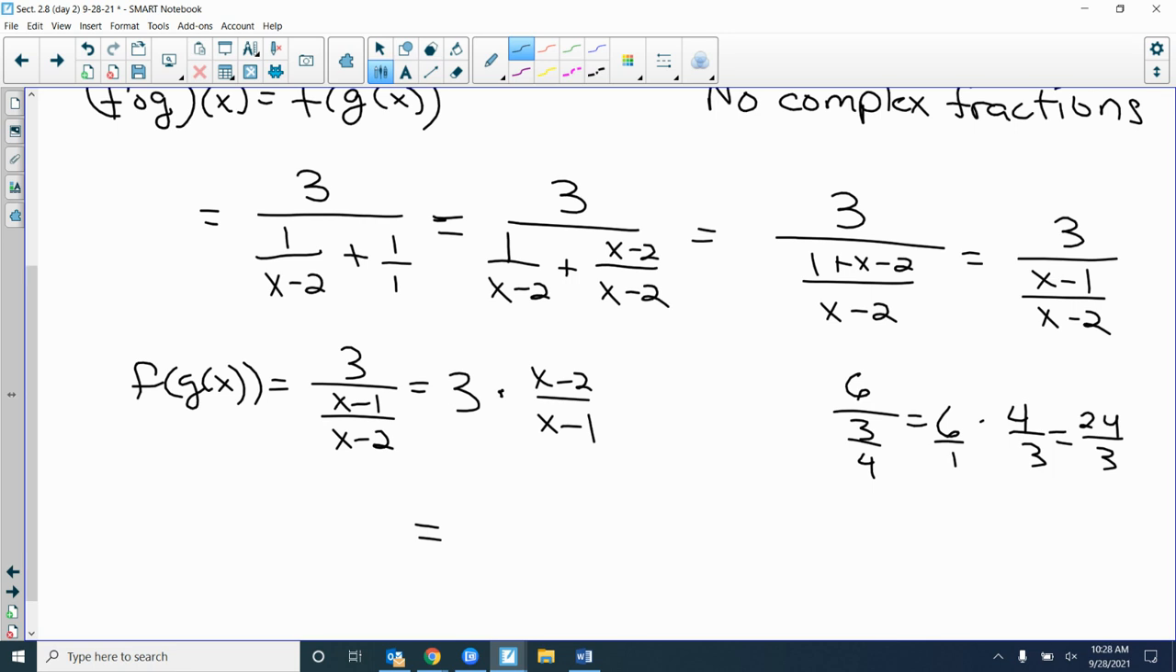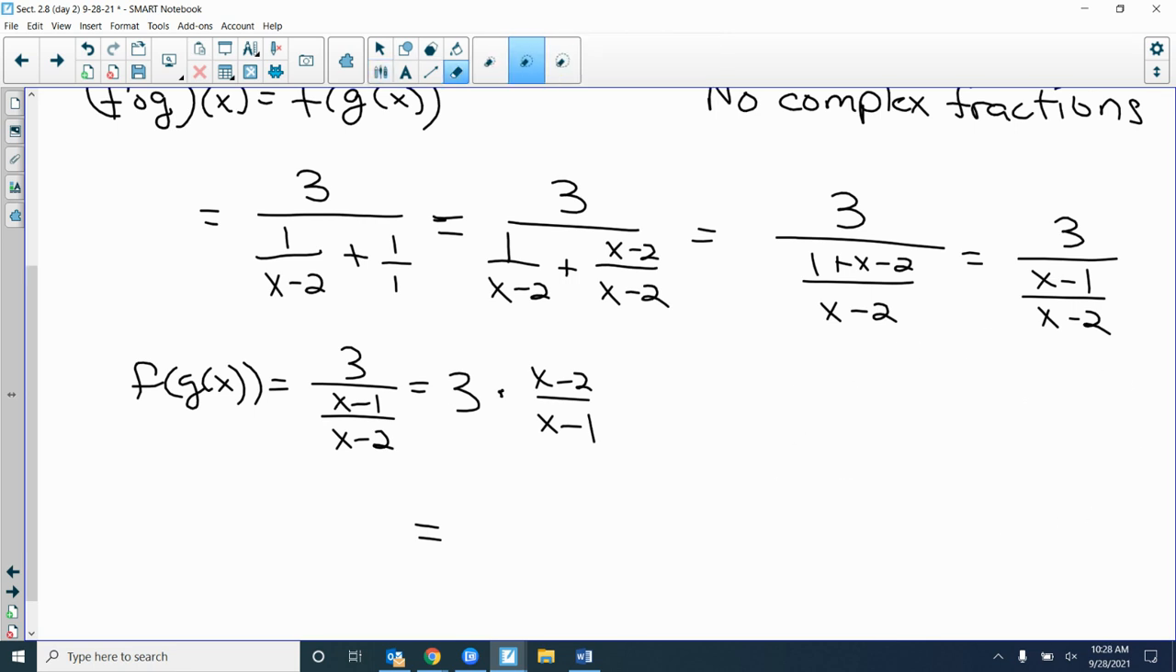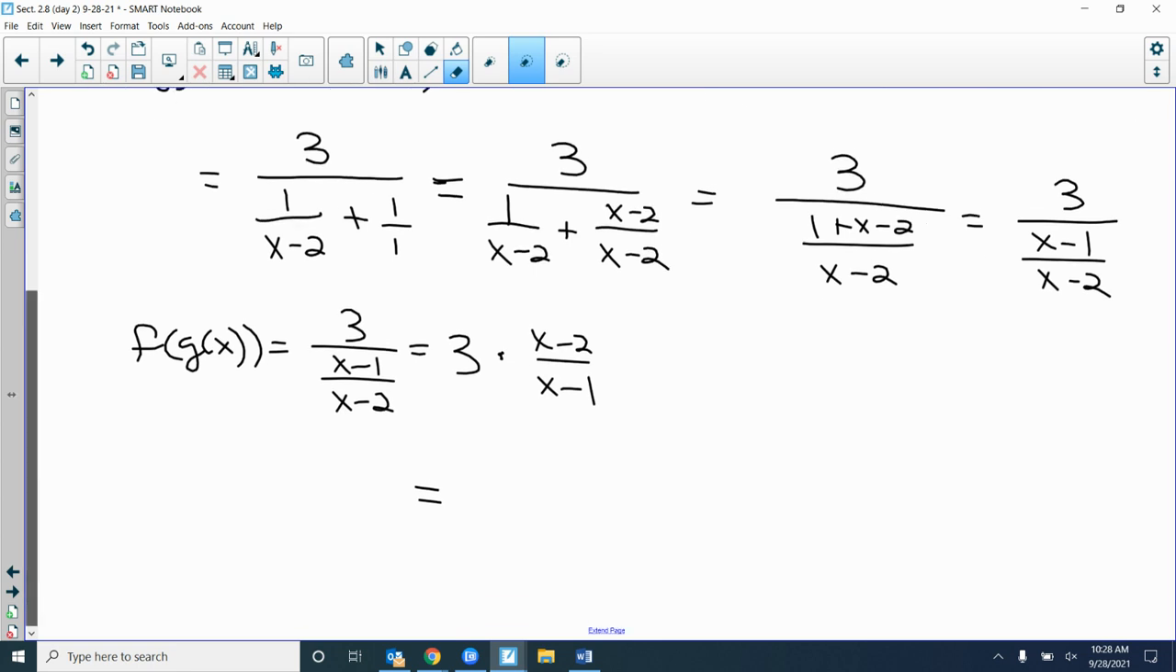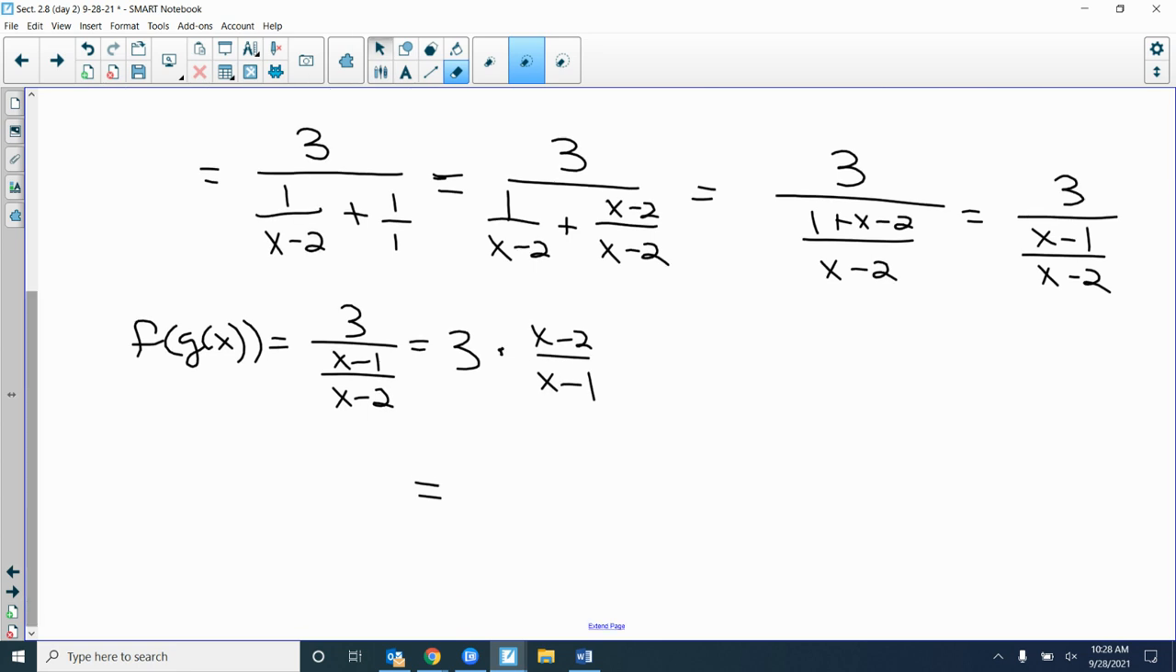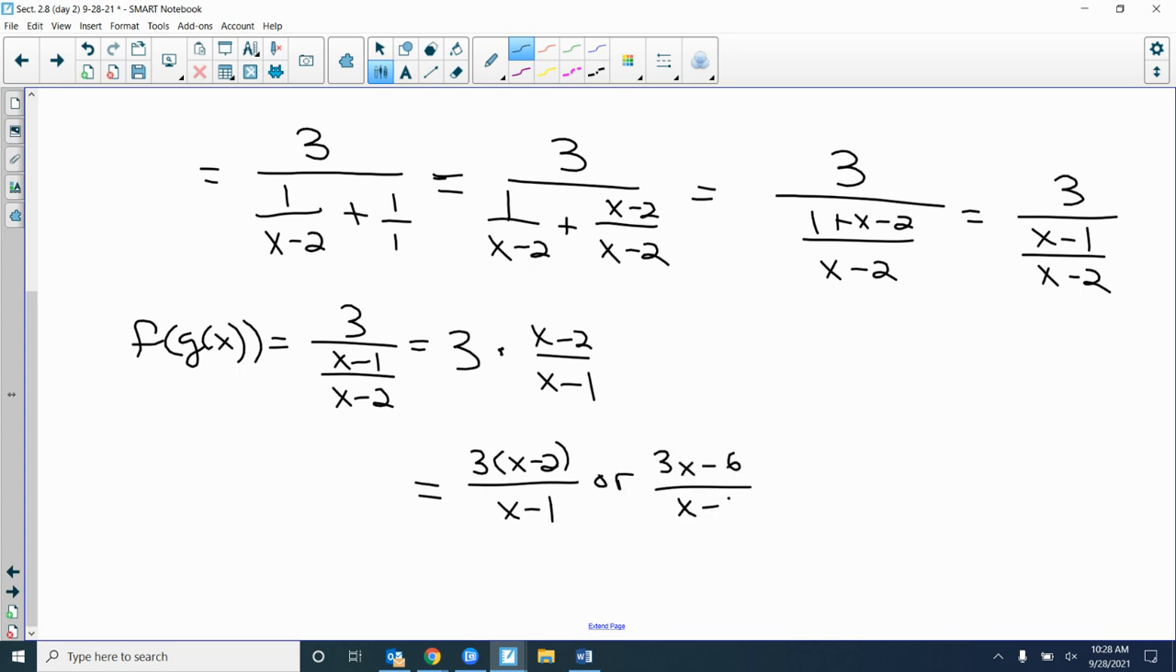Oh, we're looking at something different. Okay. We're looking at 3 times x minus 2 over x minus 1. Would it just be that, or would you distribute the 3? You could do one of two things. It just depends upon the situation. You could leave it if you think something will cancel, but the 3 must go in the numerator, or 3x minus 6 over x minus 1. More than likely, you're going to write it with the 3 distributed.